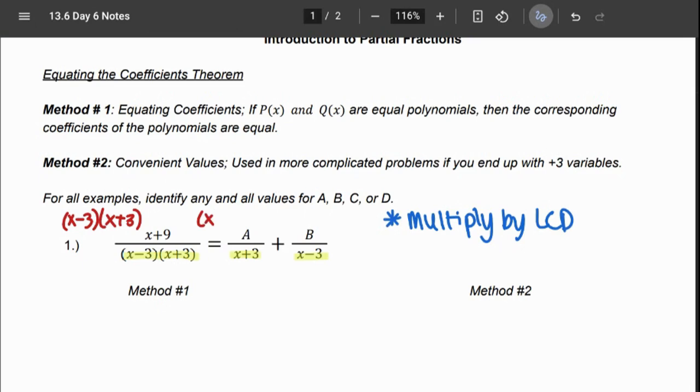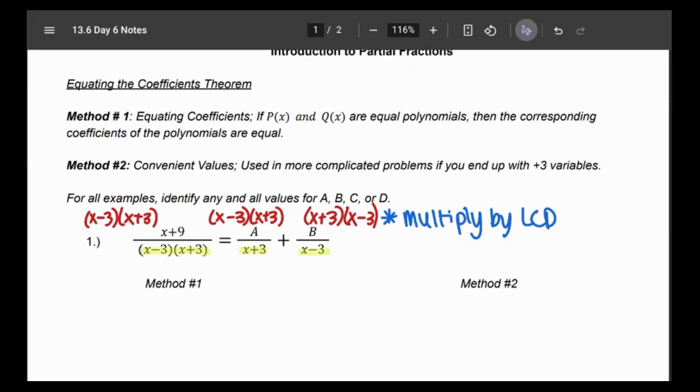And just to make it easier, I'm going to write these two binomials right next to each of my 3 fractions. Once I'm done with this, now I'm going to try to cancel things out of my equation. So if I have something in the numerator and denominator that are both the same, they're going to cancel out. So in this first fraction, the only thing that remains is x plus 9. In the second fraction, after I cross off the x plus 3, I am left with a times x minus 3. And in my third fraction, after I cross off the x minus 3, I am left with b times x plus 3.